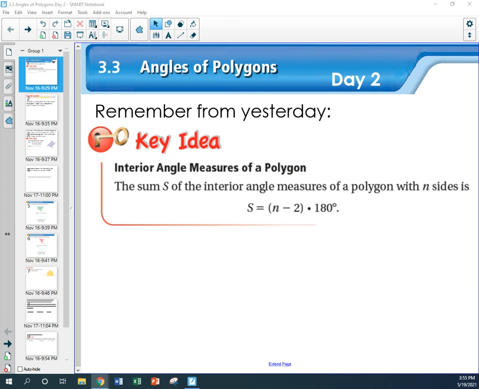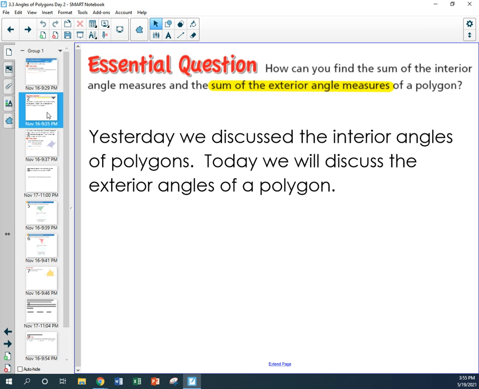Hello, math students. Today we're going to continue talking about the measures of the angles of a polygon. Yesterday we had the formula for the sum of all of the interior angles of a polygon. So n is just however many sides we have. If we subtract 2, that tells me how many triangles I could make. And then I would multiply by 180 because each triangle has 180 degrees. So that was what we did yesterday, the sum of the interior angles.